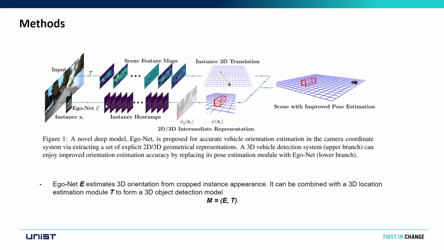So here is what they propose. This is the architecture of the EGONET. In the upper part, the model detects the object, and in the lower part, the EGONET module's sole objective is to detect the 3D pose information. When you combine it with the detected object from above, you can get a much better 3D orientation for each detected object, and it is also in the camera coordinate system.